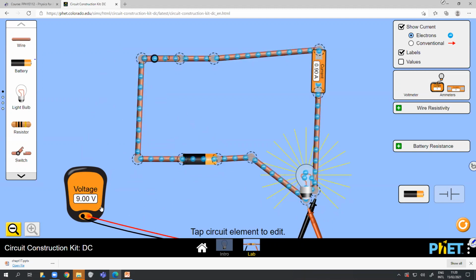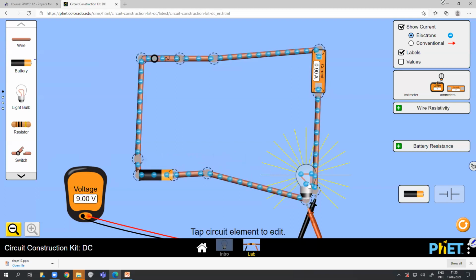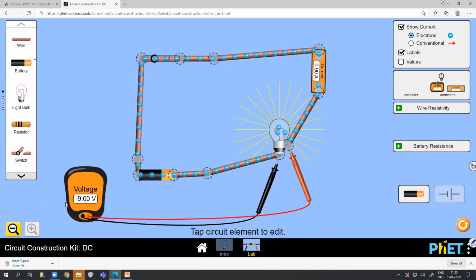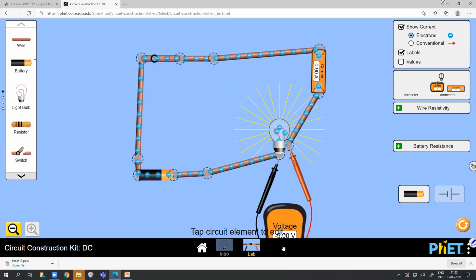It's measuring 9 volt. It is exactly the potential difference of the voltage of the battery, 9 volt, because we connected a 9 volt battery. So you can see that it is connected in parallel to the bulb. If the connections are switched, it will show minus 9 volt. That's why you have to put the positive to the positive and the negative to the negative end. But I just want to demonstrate the parallel connection.